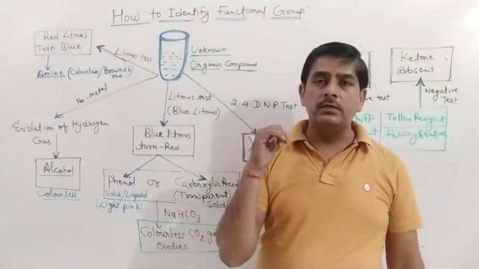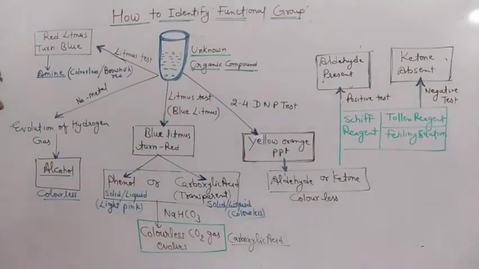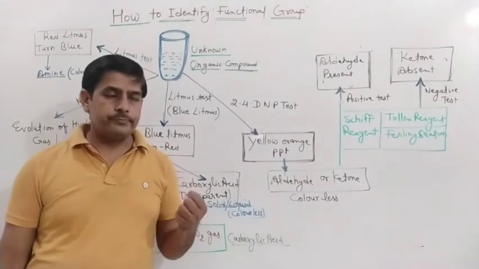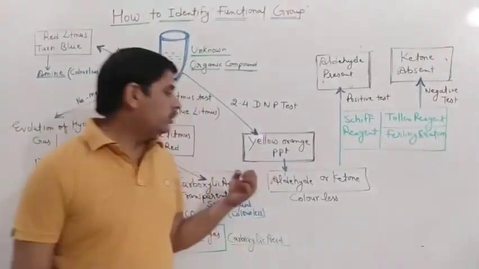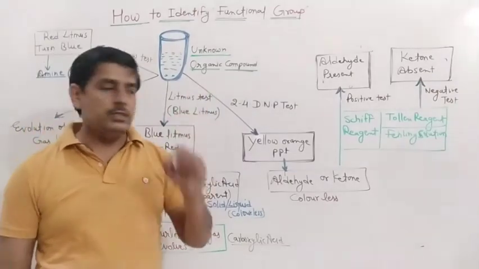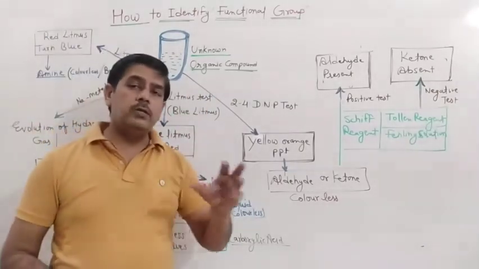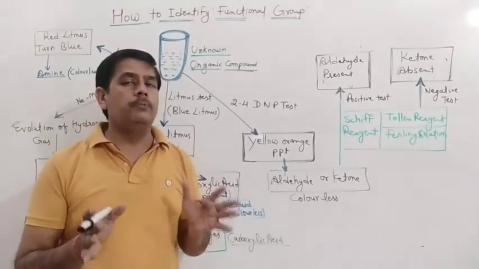Now let's see the fifth one. Okay, what is the fifth functional group? It may be an aldehyde or it may be a ketone. So what you have to do is, there is a test called the 2,4-DNP test. Okay, this 2,4-DNP test is for aldehyde and ketone both. Both types of substances show the 2,4-DNP test.